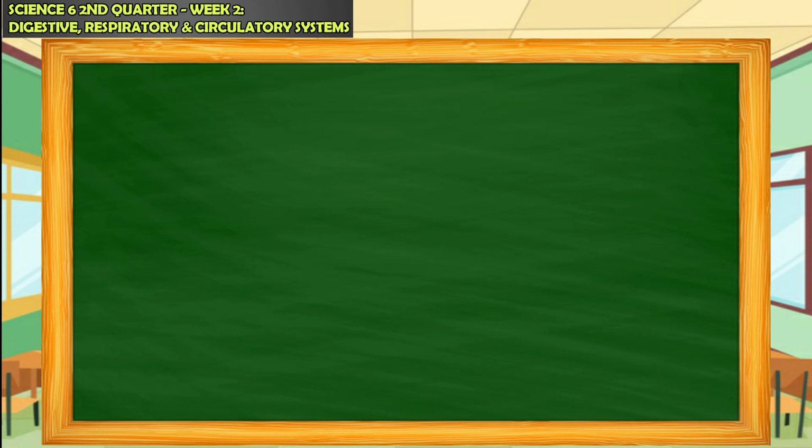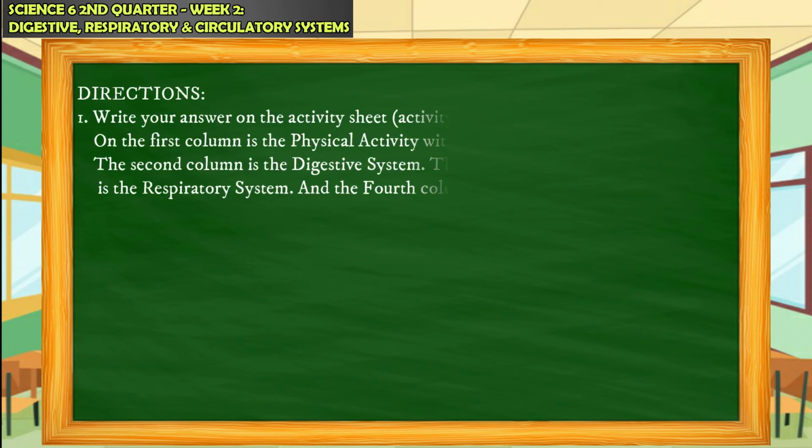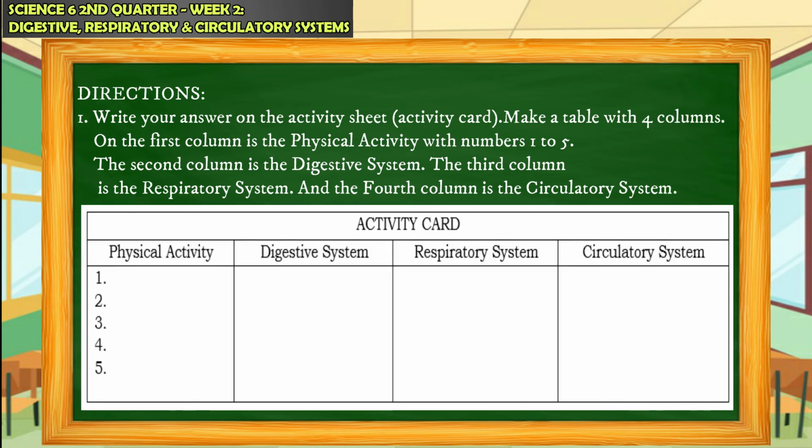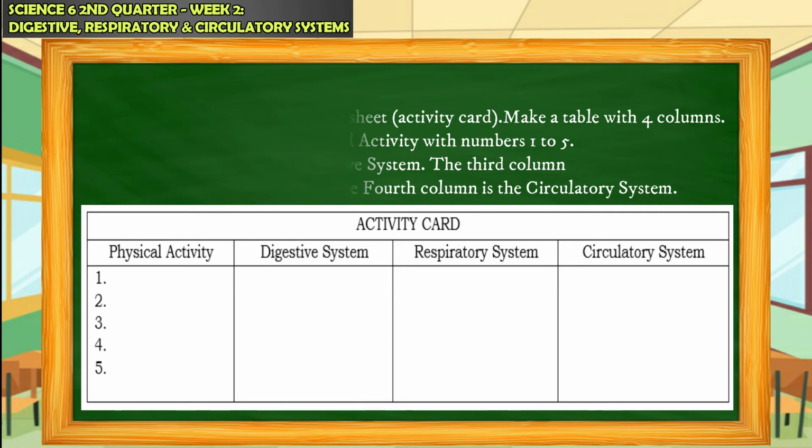Now, you will have another activity. For the directions, number 1. Write your answer on the activity sheet. Make a table with 4 columns. The first column is the physical activity with numbers 1 to 5. The second column is the digestive system. The third column is the respiratory system. And the fourth column is the circulatory system.